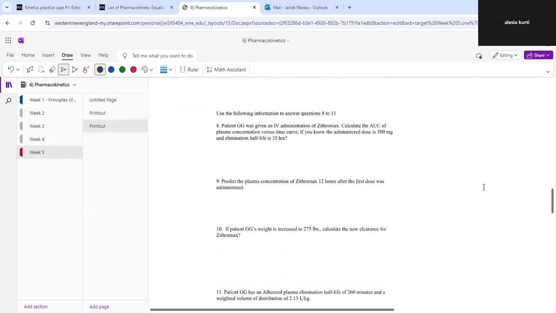All right, so still the same patient. Patient GG was given an IV administration of Zithromax. Calculate the area under the curve of plasma concentration versus time, if you know that the administered dose is 500 milligrams and the elimination half-life is 35 hours. So I'll give you guys a couple minutes to work on that and then we can go through it together.